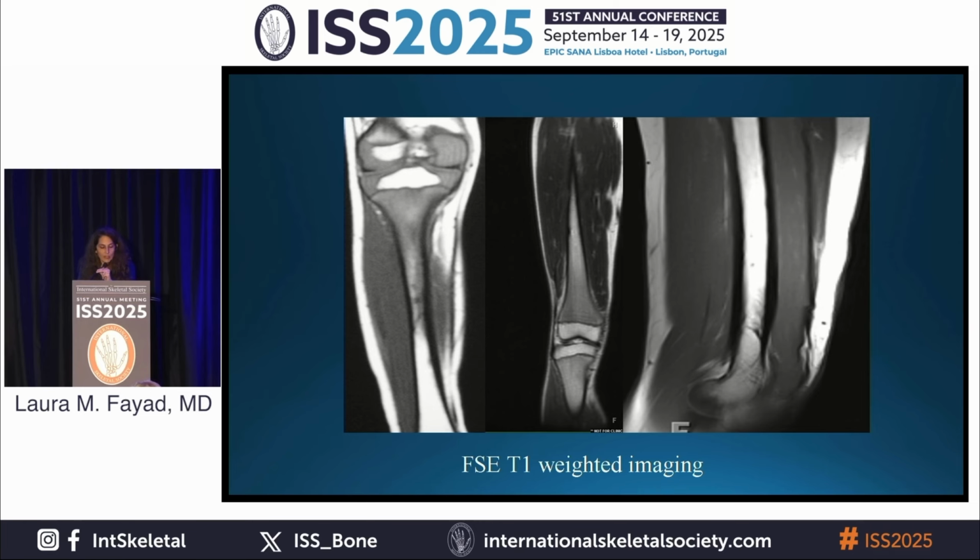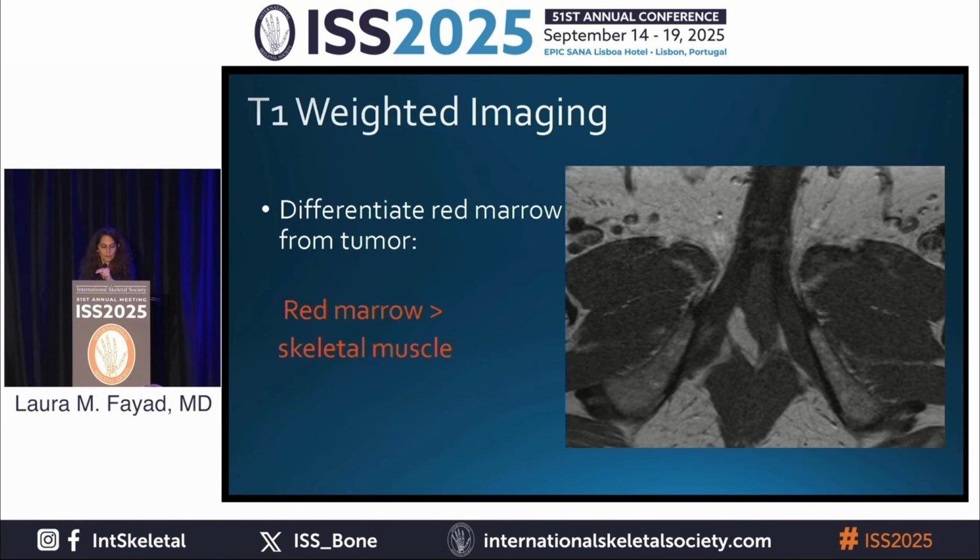So these are different age grouped patients: the younger child, the adolescent, and the adult. And you can see the signal intensity of the red marrow is brighter than skeletal muscle. It's more ill-defined, and you see fatty marrow in the epiphysis that gradually converts to fatty marrow throughout the diaphysis there in the adult and a metaphysis.